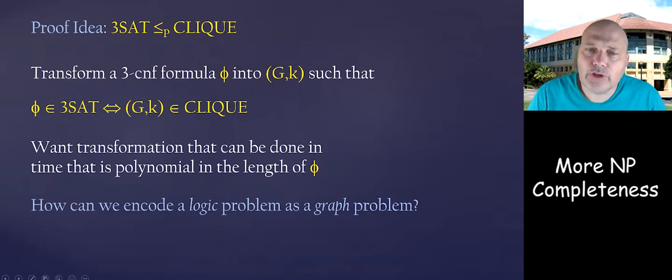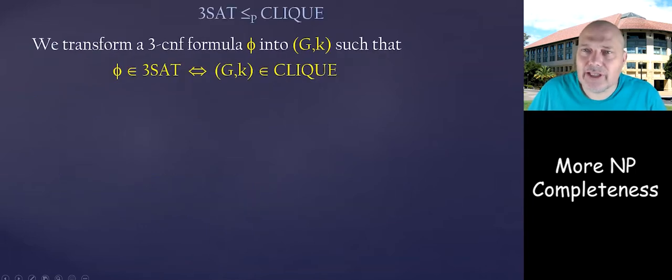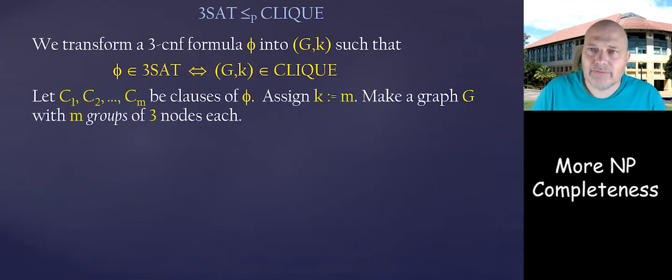So how can we encode a logic problem as a graph problem? It's highly non-obvious, but once we see the reduction, it won't be difficult. A 3CNF formula has some m clauses, C1, C2, C3, up to Cm. These are the clauses of the formula phi. And we're going to assign k, the integer that we are creating, to be m, exactly the number of clauses. We'll see why.